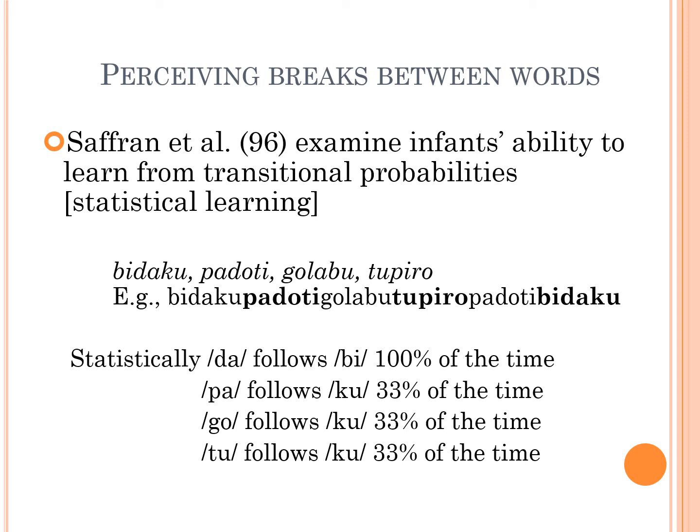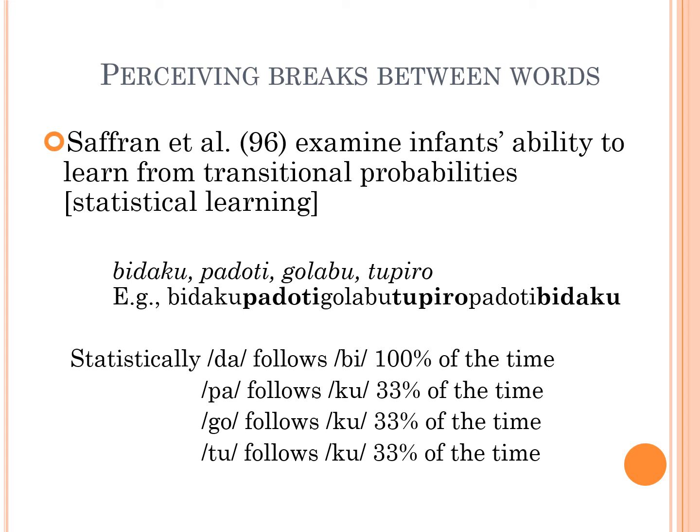So if we look statistically, what is the infant hearing? Well, da is going to follow bi in bidaku 100% of the time. In the example that we have here, and what they gave those infants, they are making sure that if you notice, each of those syllables is in one of the 4 non-words. So da follows bi 100% of the time. Ku follows da 100% of the time in bidaku.